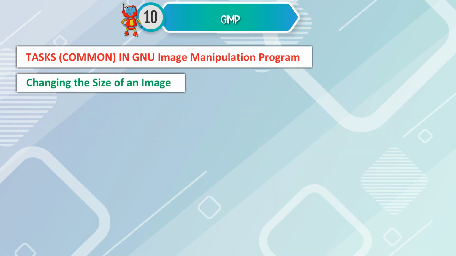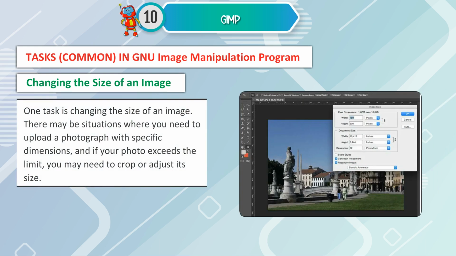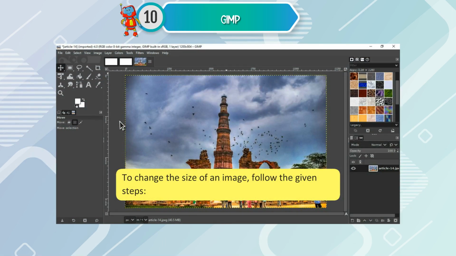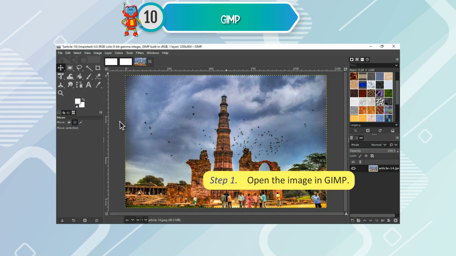Changing the size of an image. One task is changing the size of an image. There may be situations where you need to upload a photograph with specific dimensions, and if your photo exceeds the limit, you may need to crop or adjust its size. To change the size of an image, follow the given steps. Step 1. Open the image in GIMP.